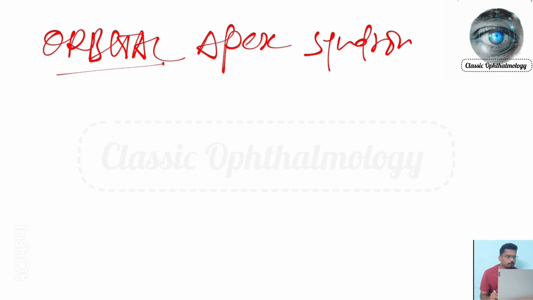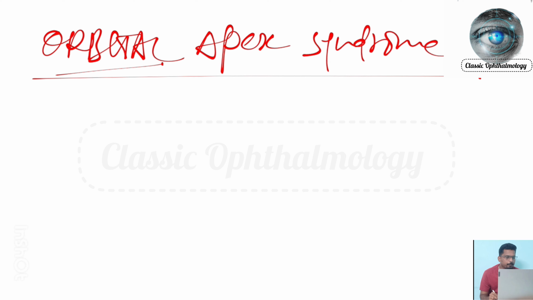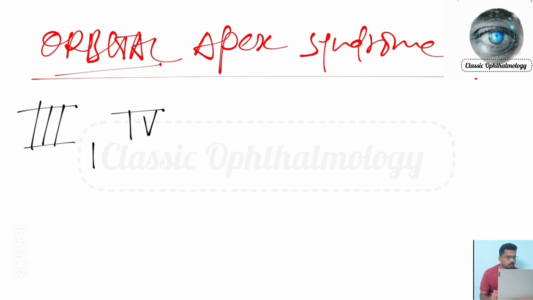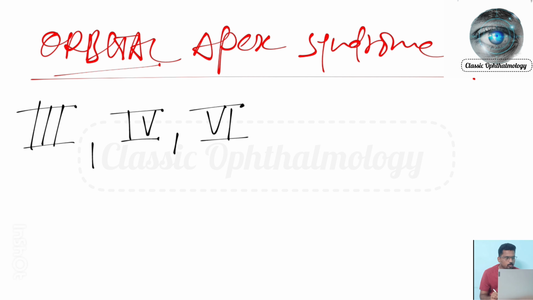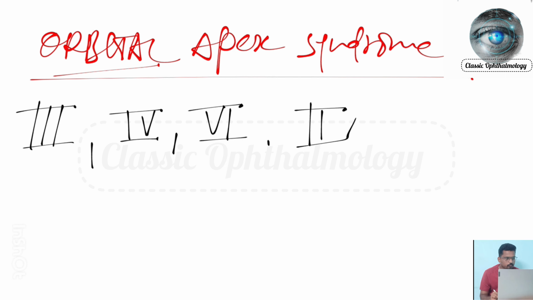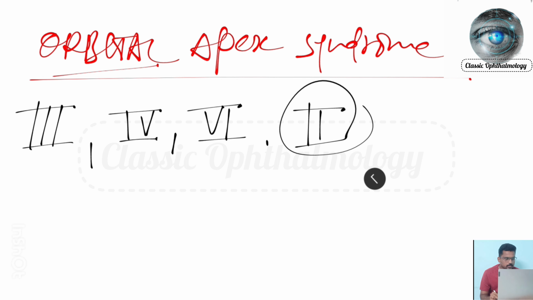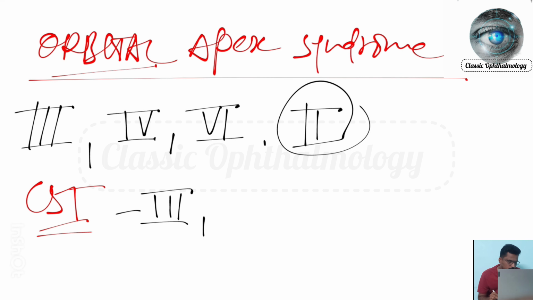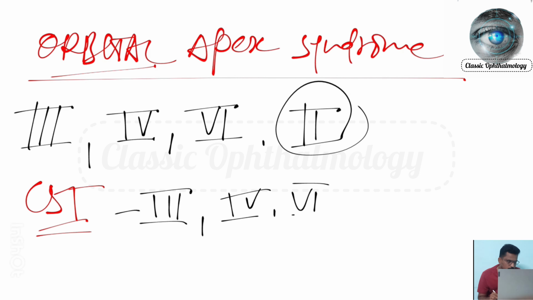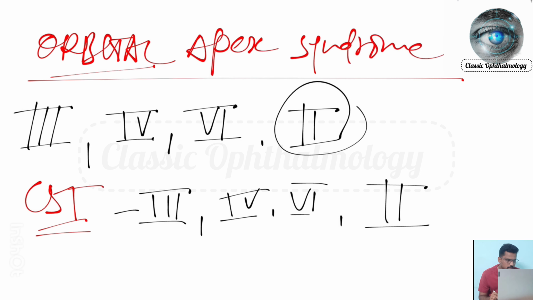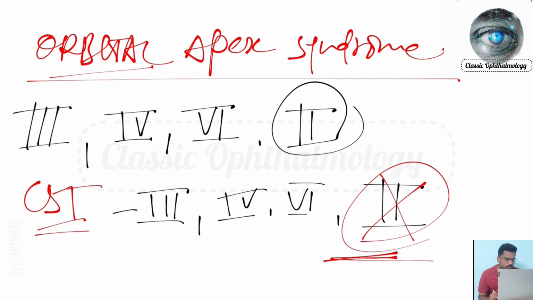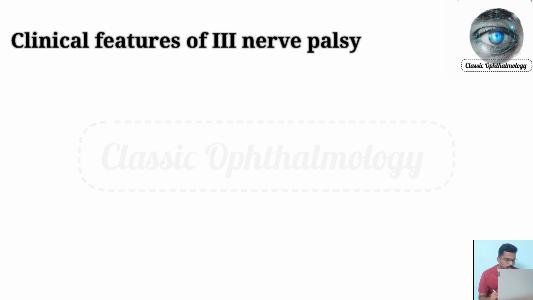Now orbital apex syndrome: involvement of the third nerve, fourth nerve, sixth nerve, and the optic nerve. It is orbital apex syndrome because the optic nerve is involved, unlike in cavernous sinus thrombosis. There is no involvement of the second cranial nerve; the optic nerve is not involved in cavernous sinus thrombosis.